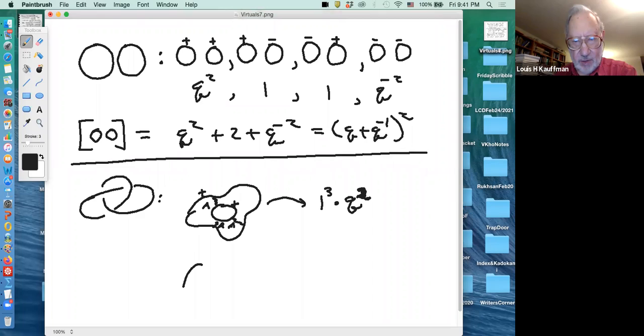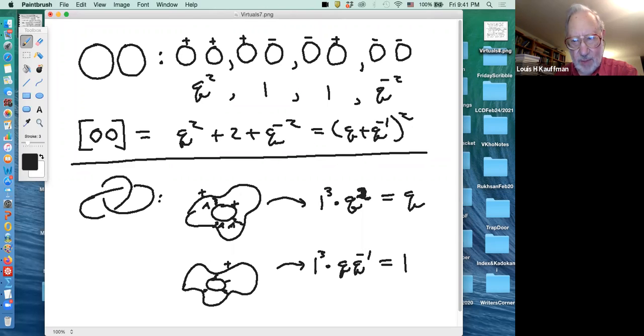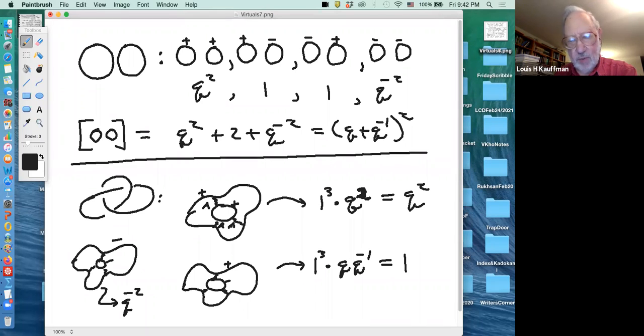On the other hand, if I took what amounted to the same state in the old state picture, and I had a plus and a minus, then I would have 1 cubed times Q inverse, and it would be equal to 1. This one was equal to Q squared. And one more in that vein, if I had this and I had minus and minus, then this would evaluate to Q to the minus 2. And now if I had re-smoothed one of these crossings, it would give me a minus Q.